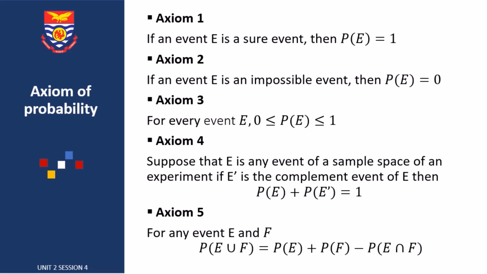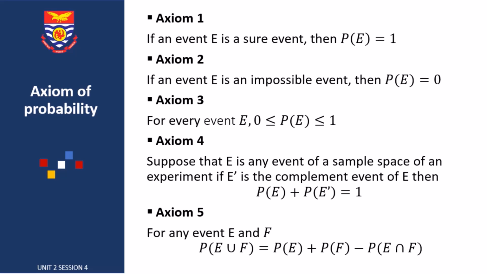Axiom 1. If an event E is a sure event, then the probability of E is 1. If the event is sure, the probability is 1. Can you think of any event that is sure, so that its probability will be 1? You can think about that yourself.